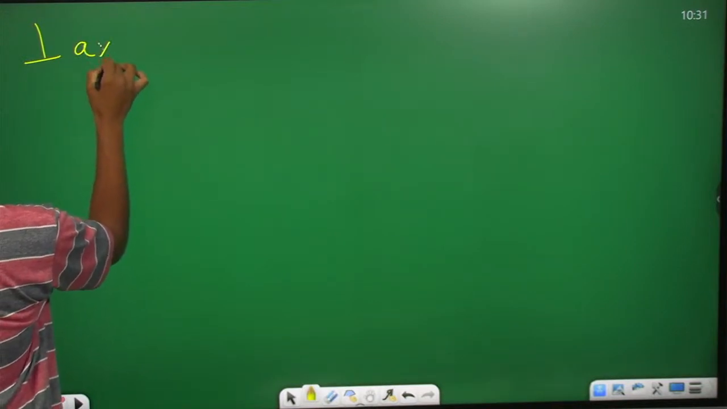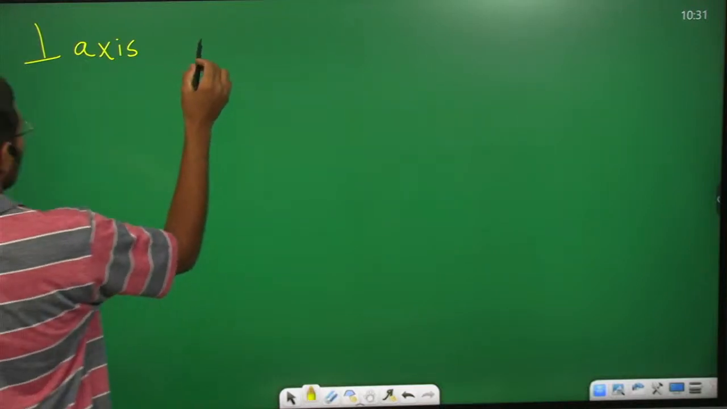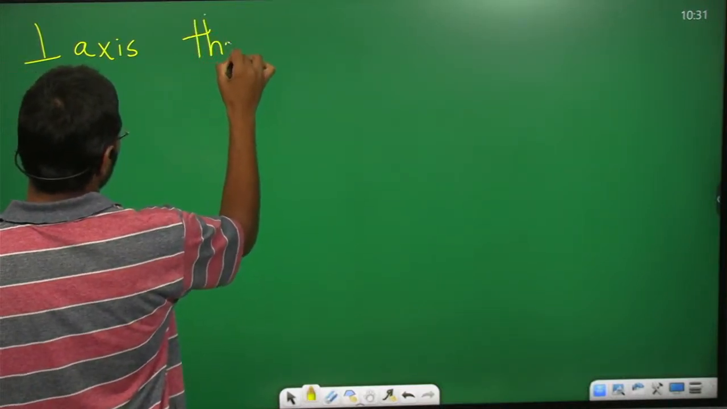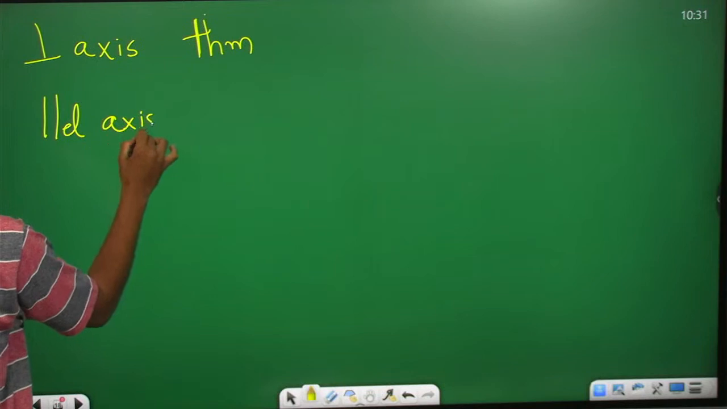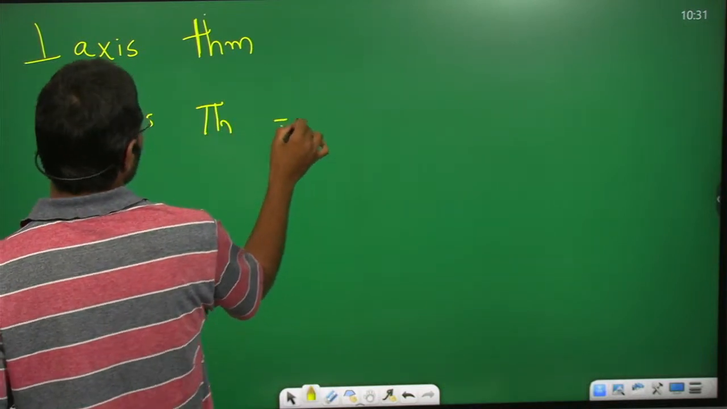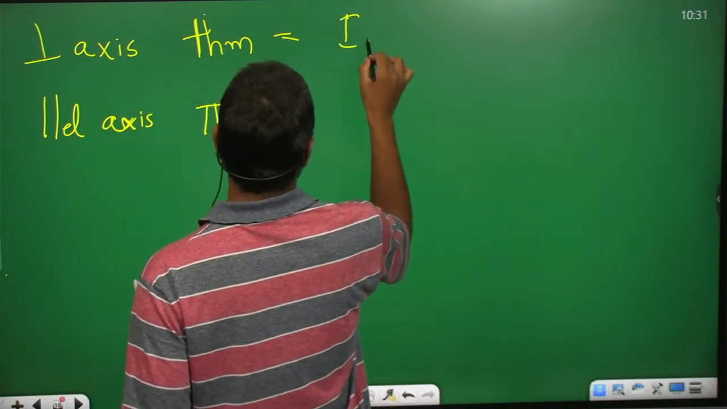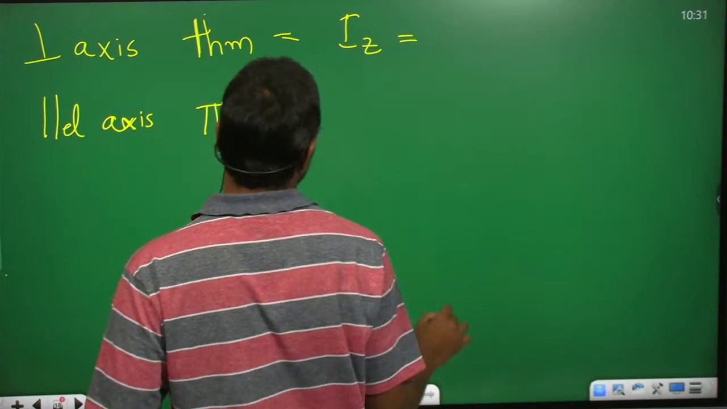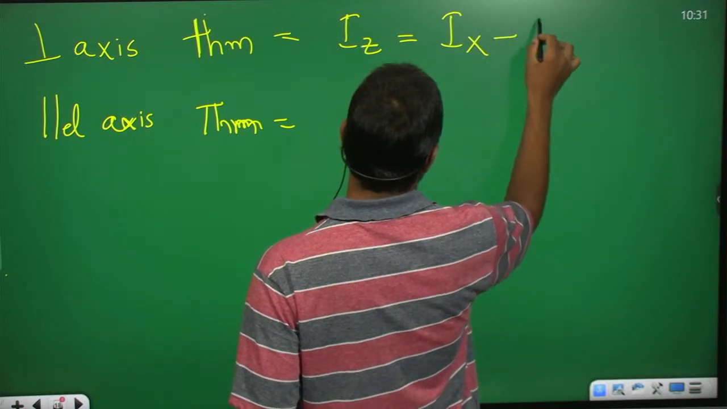So, perpendicular axis theorem. People on YouTube, please comment on the moment of inertia for a triangle, perpendicular axis theorem, parallel axis theorem. What do you mean by the perpendicular axis theorem and the parallel axis theorem? Iz, any perpendicular axis which is passing through the centroid, is equal to the sum of two axes that are perpendicular to each other.